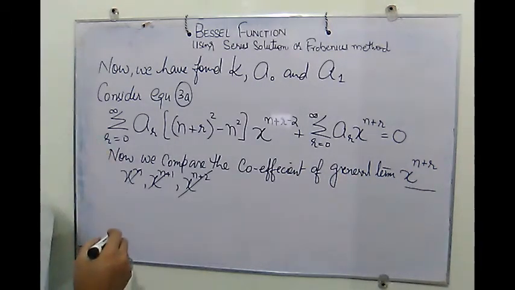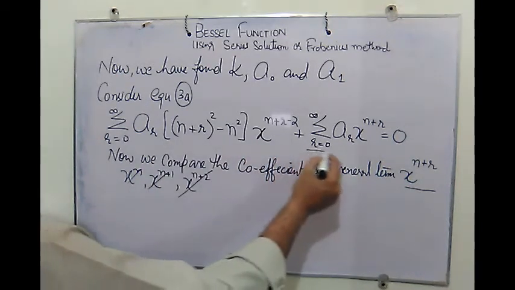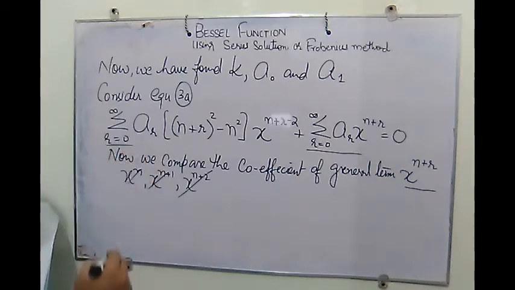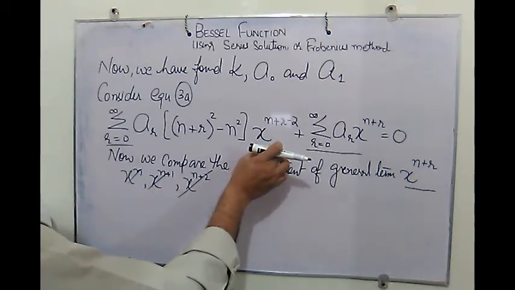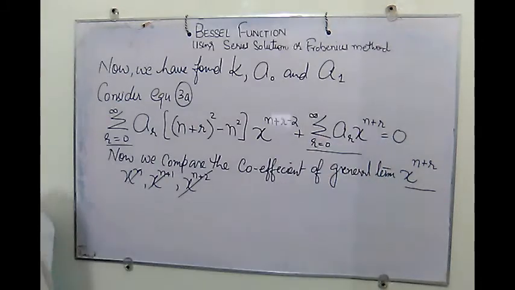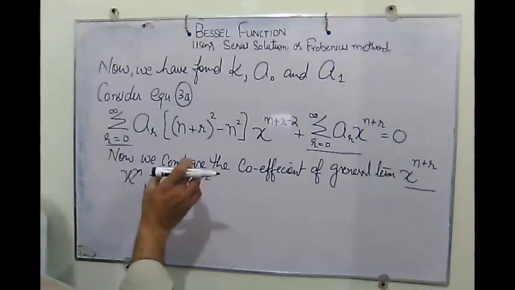So we see equation number 3a, and we have two summation signs here, and both summations have an x^(n+r) term. This one has an x^(n+r) term, this one has n plus r terms. Summation means many terms are adding.